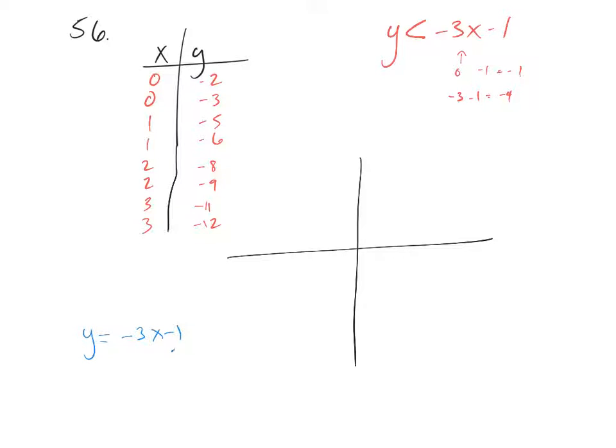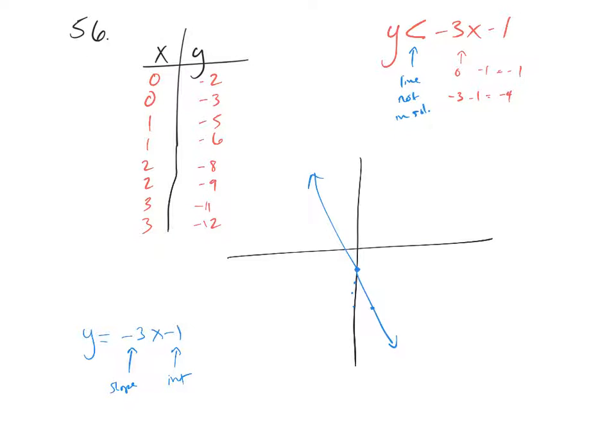In this case, my intercept is negative 1. So when x equals 0, y goes through here. And then my slope is negative 3. For every rise, it's rise over run, so I'm going to go down 3 for every 1 I run. Then I'm going to connect those dots. Now I have a line, but because it's an inequality, my line is not in my solution.